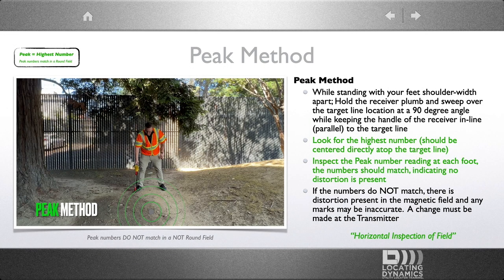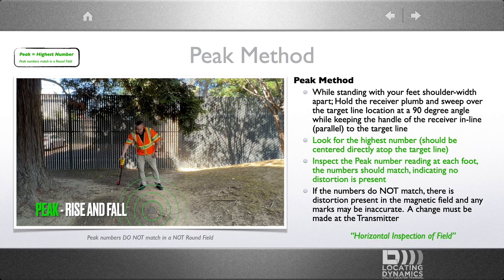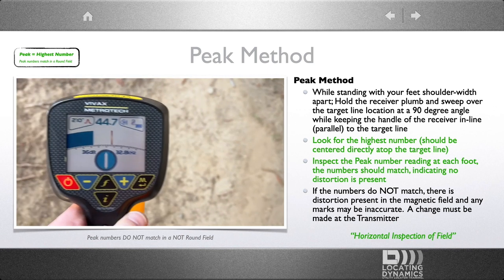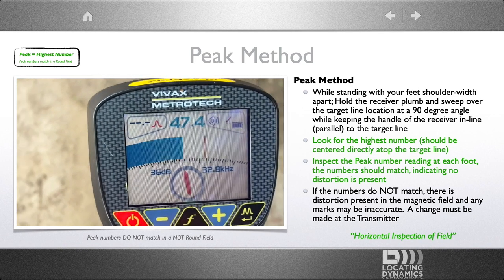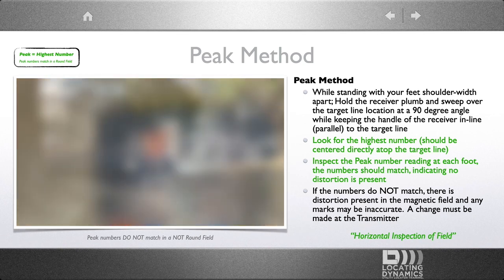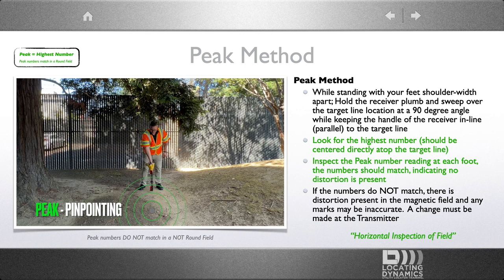The peak method. While standing with your feet shoulder width apart, hold the receiver plumb and sweep over the target line location at a 90-degree angle while keeping the handle of the receiver in line to the target line. Watch the rise and fall while looking for the highest number. Should be centered directly atop the target line.